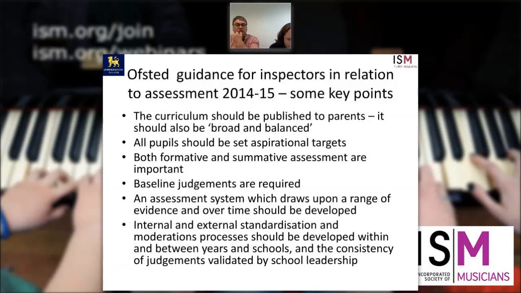Just to pick up a point here from Simon Parker, the reference for the guidance for inspectors is at the end. We've linked all of the slides from sources at the end of the presentation, so hopefully you'll be able to pick that up from there, but it's on the Ofsted website.